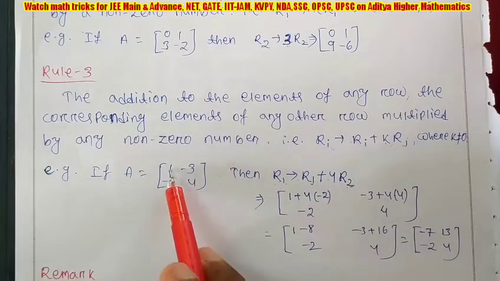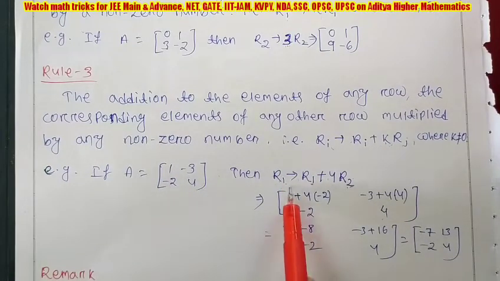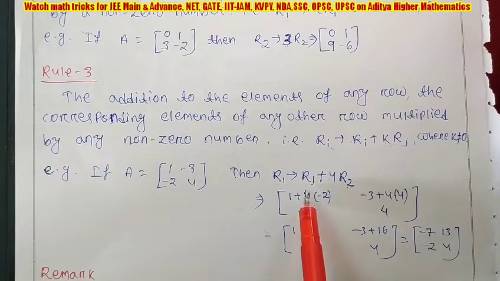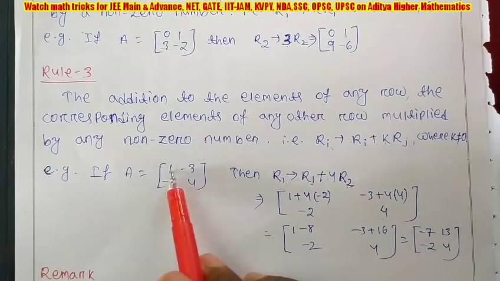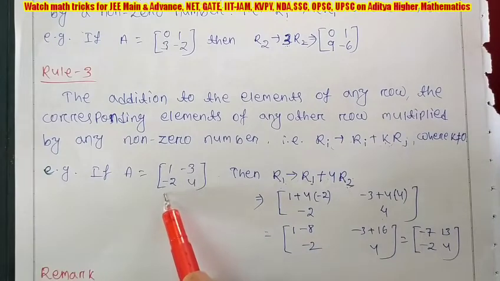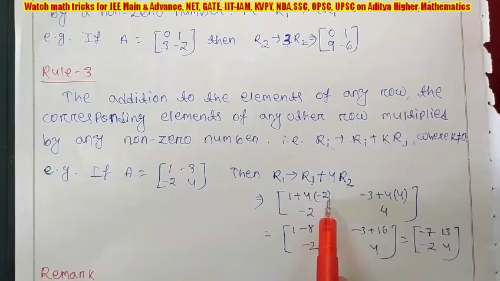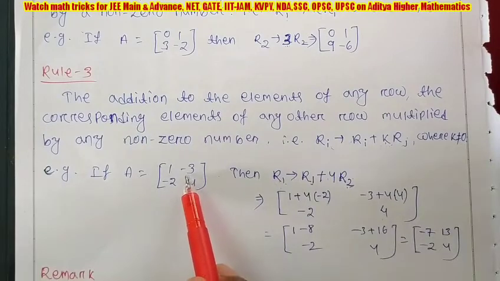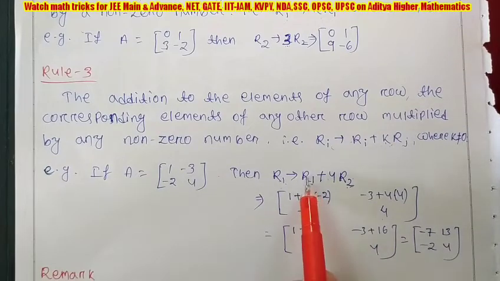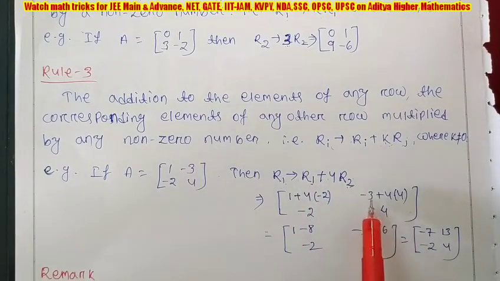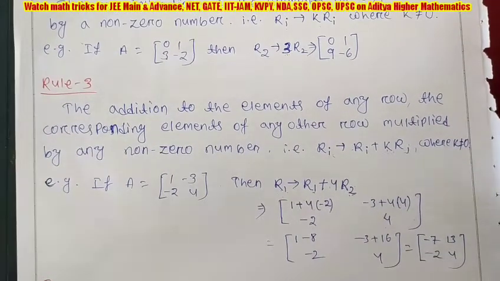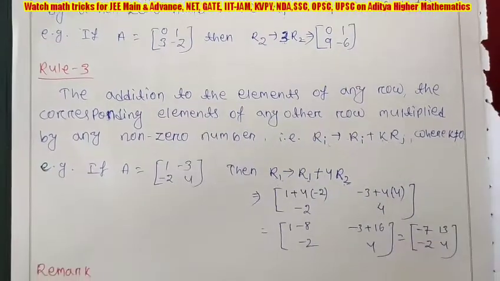For that you use the corresponding elements of R1 and R2. When evaluating the first element, the A11 place, you use R1's element, 1, and for R2 you use its corresponding element in the second row, that is minus 2. So 1 plus 4 times minus 2 gives 1 minus 8, which is minus 7. Similarly, for minus 3, from R1 you use minus 3 and from R2 you use 4, applying R1 plus 4R2. That means minus 3 plus 16, which is 13. So this is the way to apply rule 3.